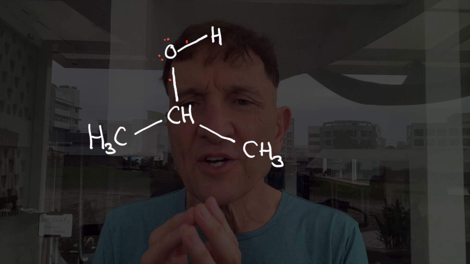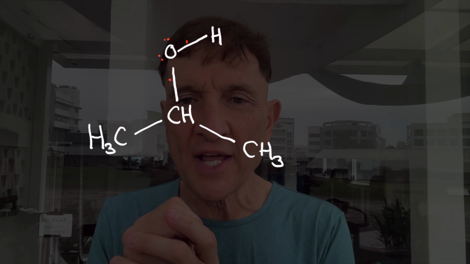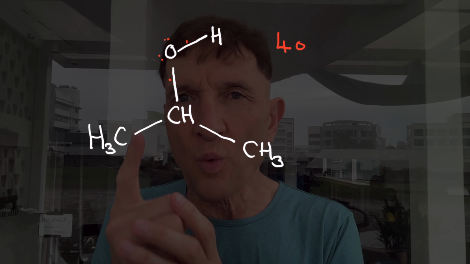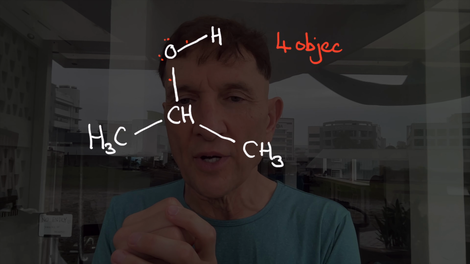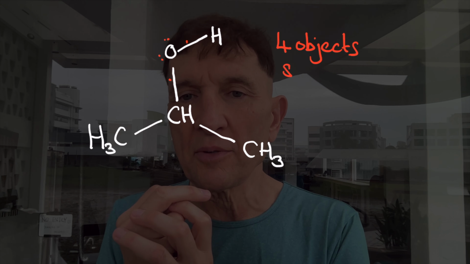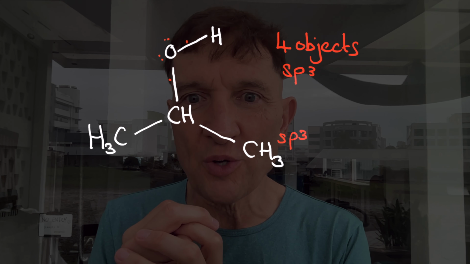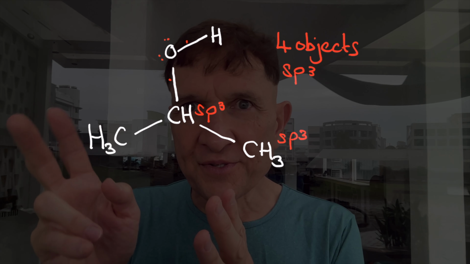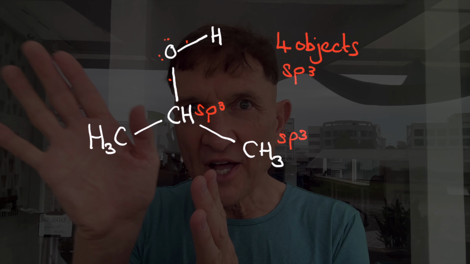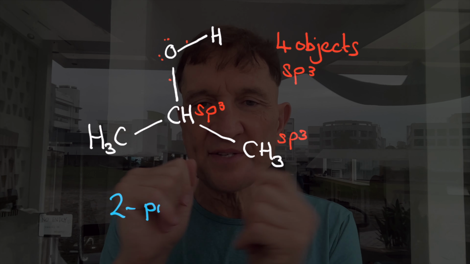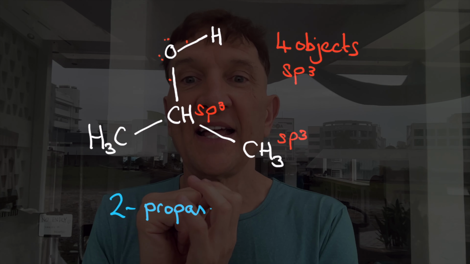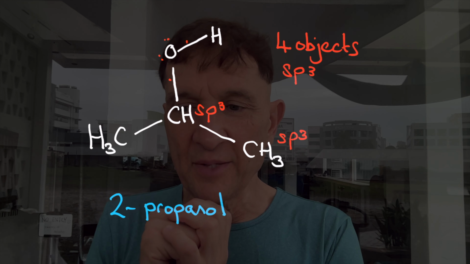Don't forget, the oxygen has 6 electrons to share totally. It shares 1 in the bond to the hydrogen, the OH, 1 in the bond to the carbon, and it's got 4 left. 4 left is 2 lone pairs. So 2 attachments, hydrogen and carbon, two lone pairs, tetrahedral, it's going to be sp3 hybridized.